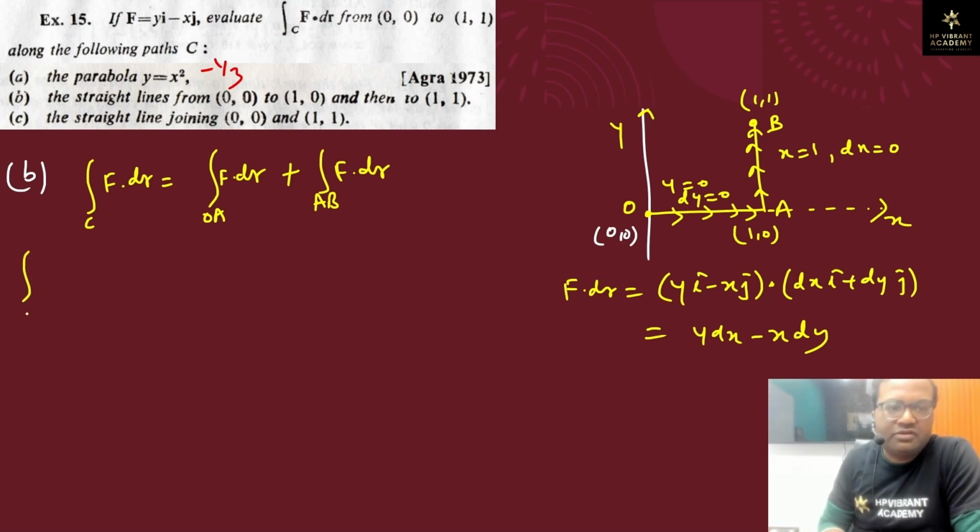So let us place the values here. So we have f dot dr is equal to, along OA, the value of f dot dr is y dx minus x dy.